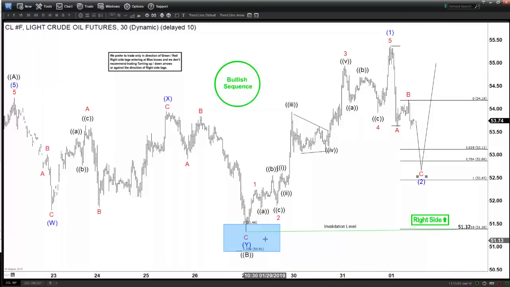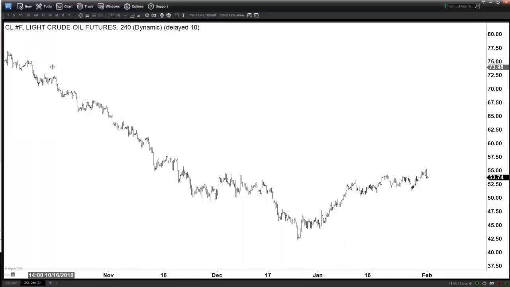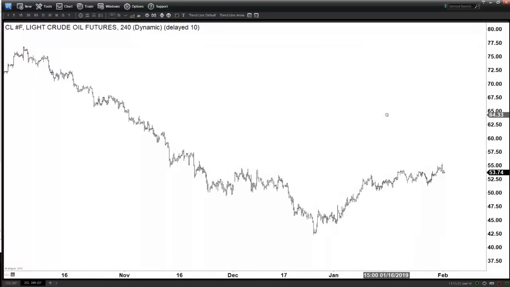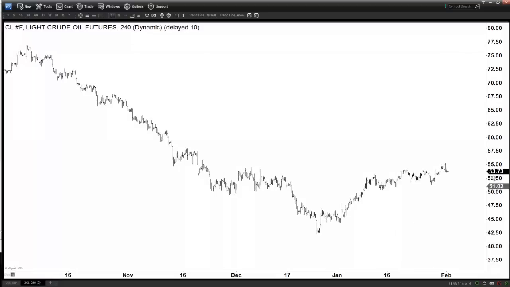So what will be the alternate to this scenario? If we look at the higher degree, since this is 30 minutes, let me go to the 4 hour. Now you don't see the Elliott Wave labels here because we don't want to show everything to non-members, right? You can always check our service. We have a 14 days free trial, nothing to lose for you to check our service.